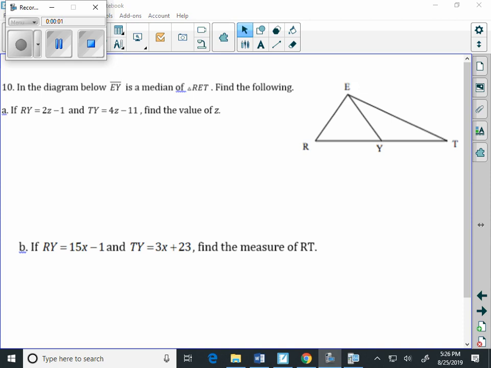Diagram below. Segment EY is a median of triangle RET. Find the following. Again, let me take the time, and as you're looking down in the paper, you can see some vocab review down here.